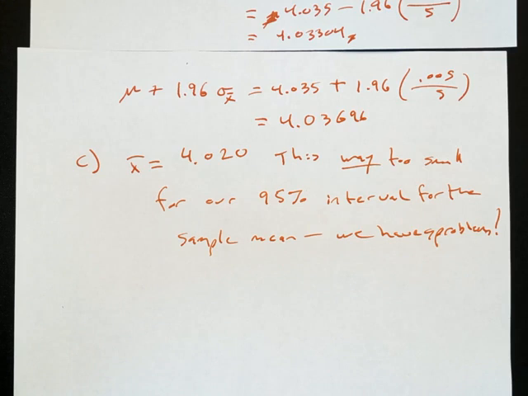It could be that you fed me the wrong information, and 4.035 is not the correct average. Or it could be there's a problem with my manufacturing process. Stop making these. We're going to have to throw these out and lose money.